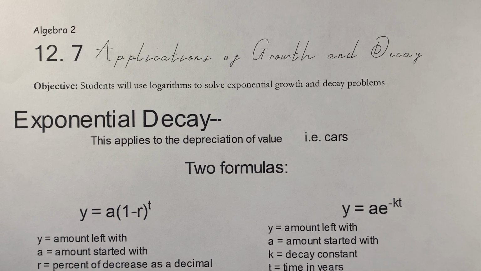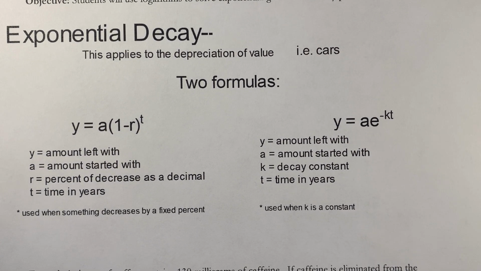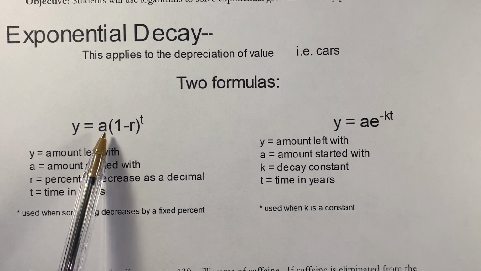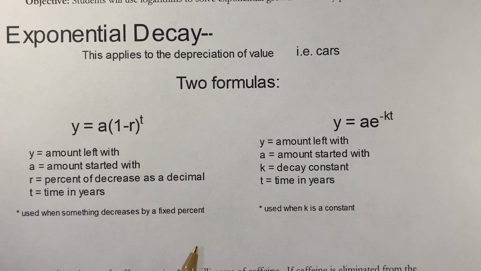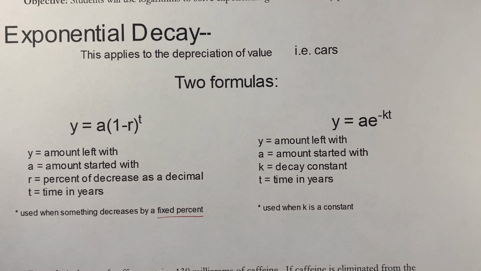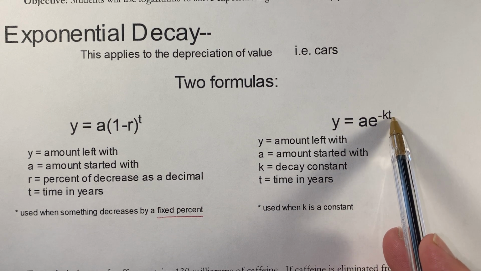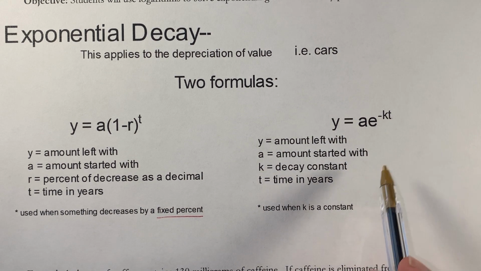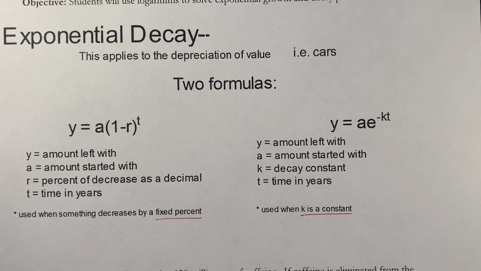For exponential decay, there are two different formulas, and they have two different uses. This formula, y equals a times 1 minus r to the t power, is for decay that happens by a fixed percent. This formula, y equals a times e to the negative kt power, is for when you're decreasing by a constant.